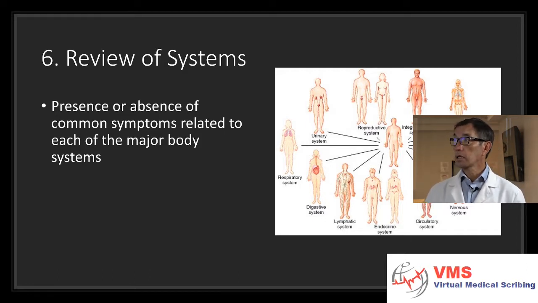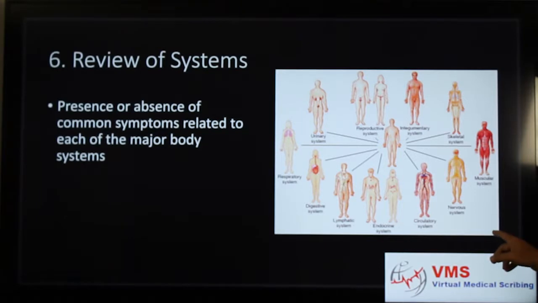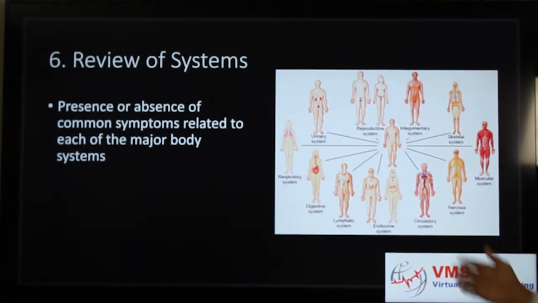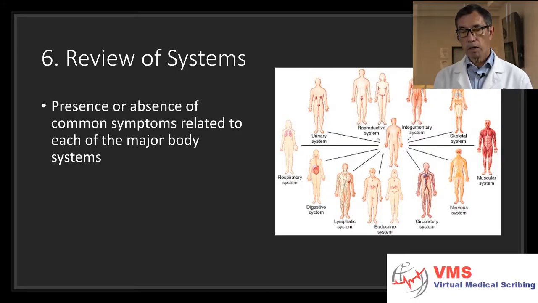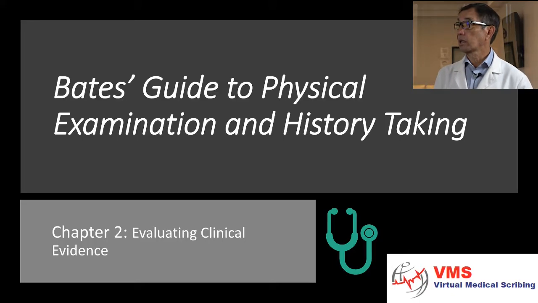Review of systems is a systematic way of going through, almost like a checklist on an airplane, where you go through each part of the body and just ask them, do you have anything going on with the nervous system? How's your heart and your blood flow? Do you have any problems with hormones? How's your stomach? So it's a nice way to make sure we don't miss anything.